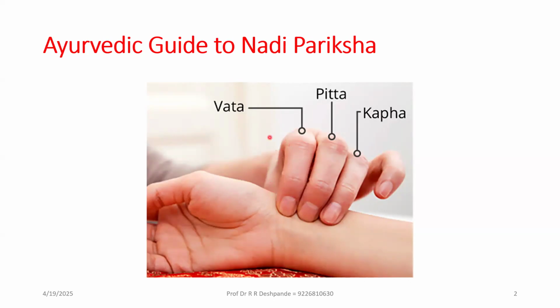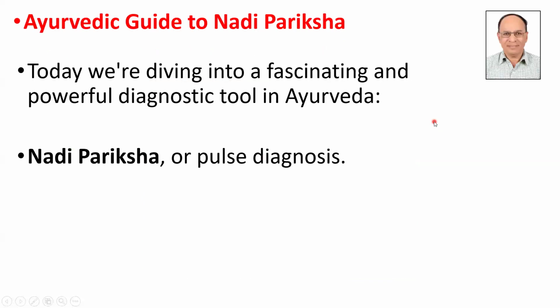This is the patient's hand, and you can put your three fingers, index finger, middle finger, and ring finger, in this particular position. The first, index finger, whatever you feel, is related with Vata physiology or Vata pathology. The middle finger will indicate Pitta physiology and Pitta pathology. And the ring finger will indicate Kapha physiology as well as Kapha pathology.